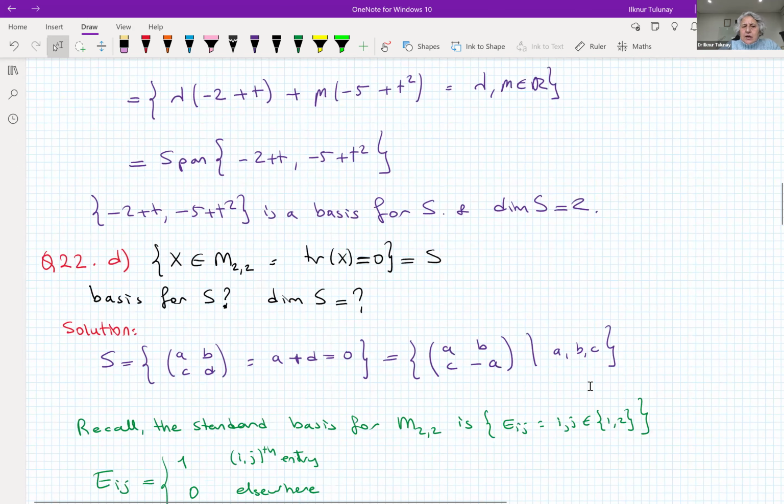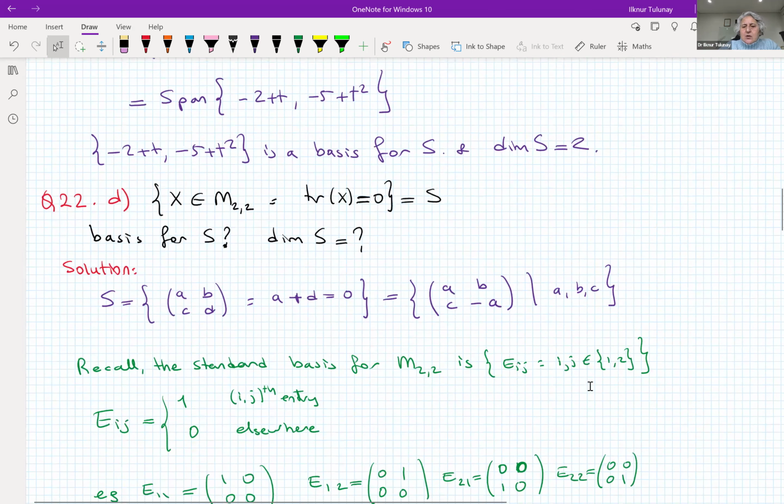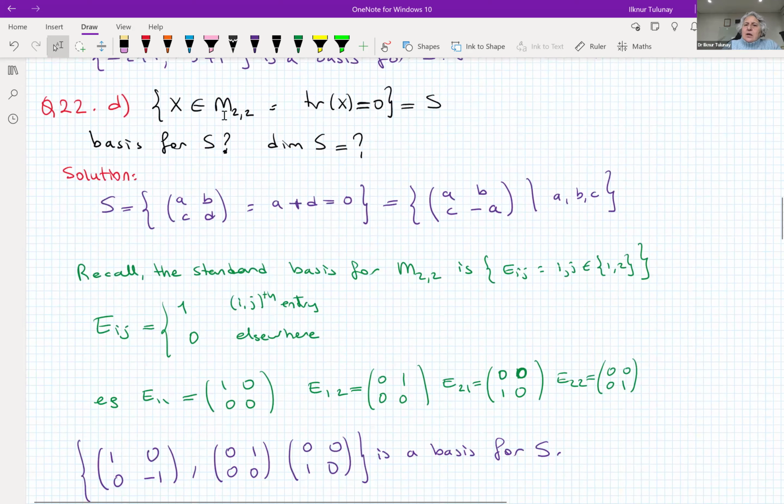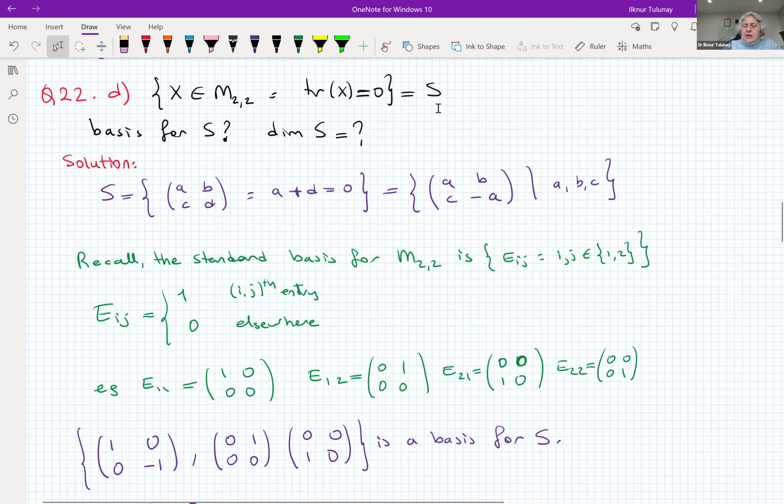Let's have a look at the last part of question 22. In this case, the subspace that we are dealing with consists of 2 by 2 matrices such that the trace is 0. We would like to find a basis of S, and we would like to find the dimension of S.